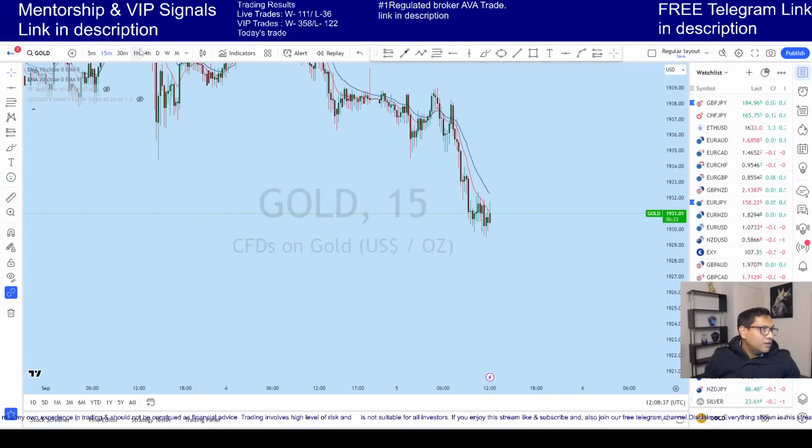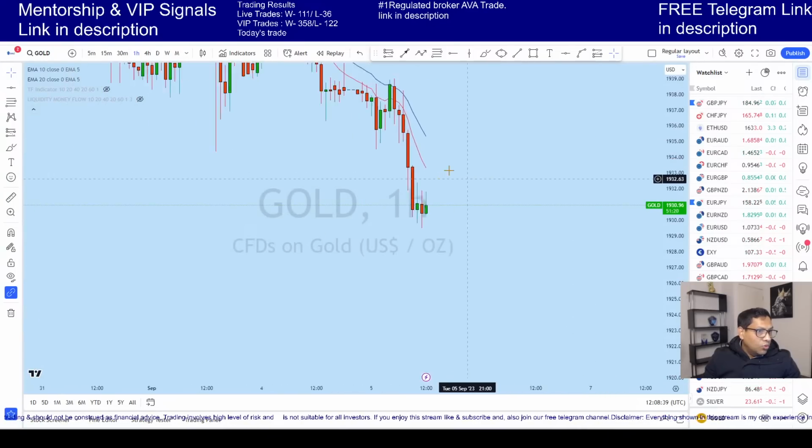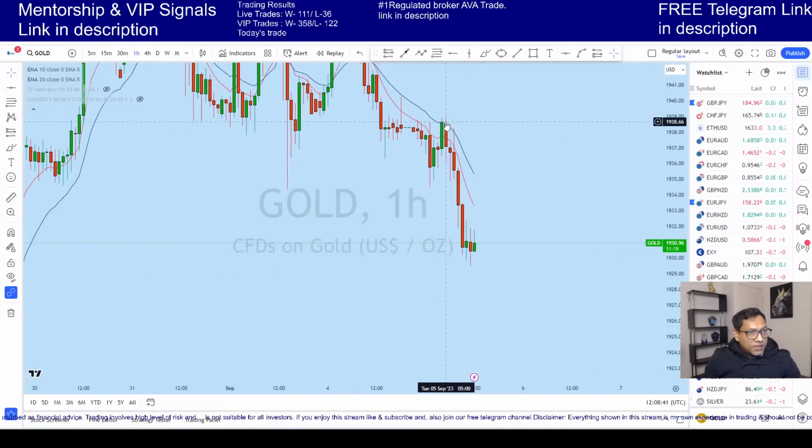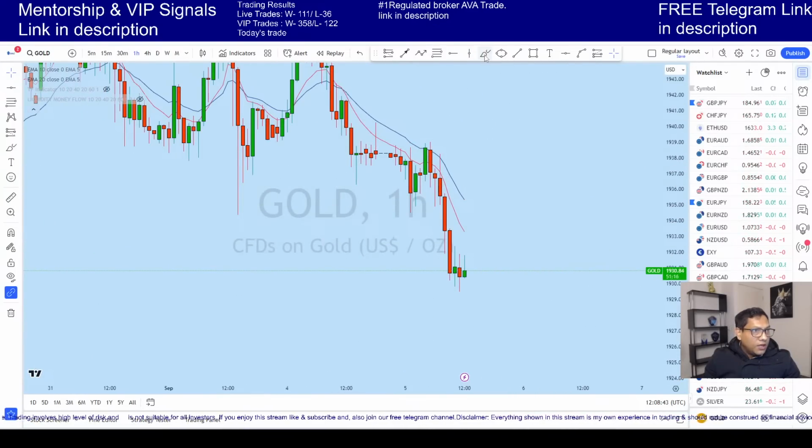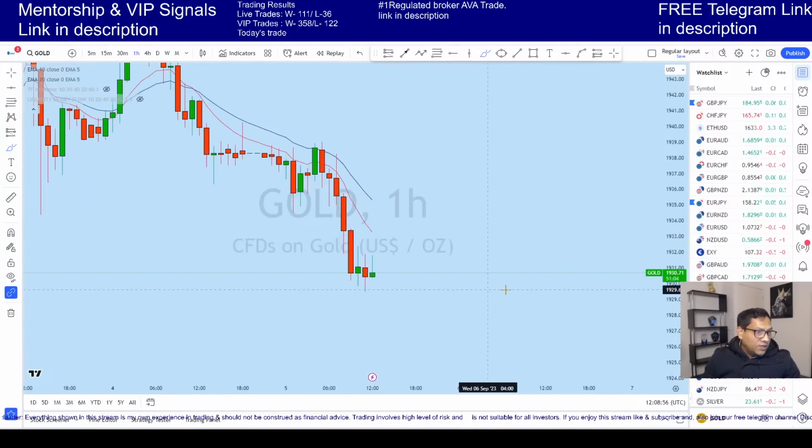If we look at the 1 hour chart, we see that the market is still maintaining this downtrend. Starting from here, there is a bearish engulfer followed by another bearish candle. So every hour the price is creating a series of lower highs, which is a very strong downtrend.